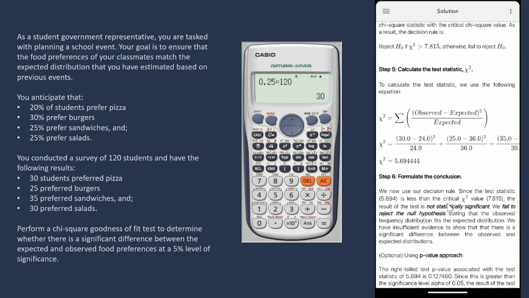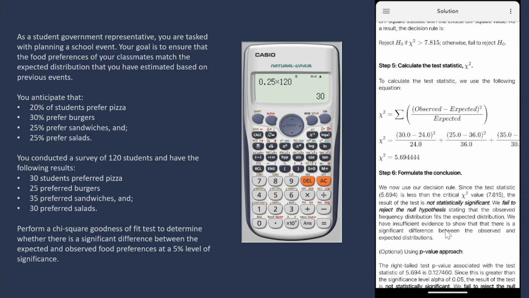Step 6, formulate the conclusion. We now go back to our decision rule. Since the test statistic, this one, 5.694, is less than the critical chi-square value of 7.815, the result of the test is not statistically significant. Therefore, we fail to reject the null hypothesis stating that the observed frequency distribution fits the expected distribution. We have insufficient evidence to show that there is a significant difference between the observed and expected distributions.